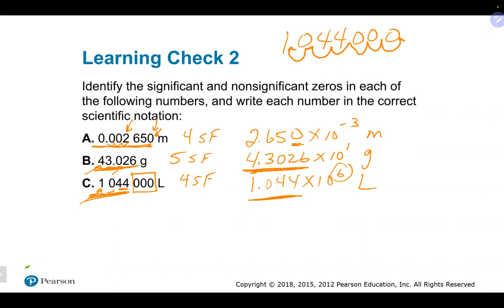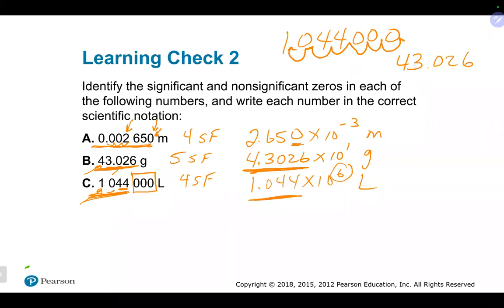Yeah. I got the same deal with the one. We got 43.026. So once again, in scientific notation, the first number, which is really important, has to be a number between 1 and 10. It can't be 10, and it can't be less than 1. It has to be in there.